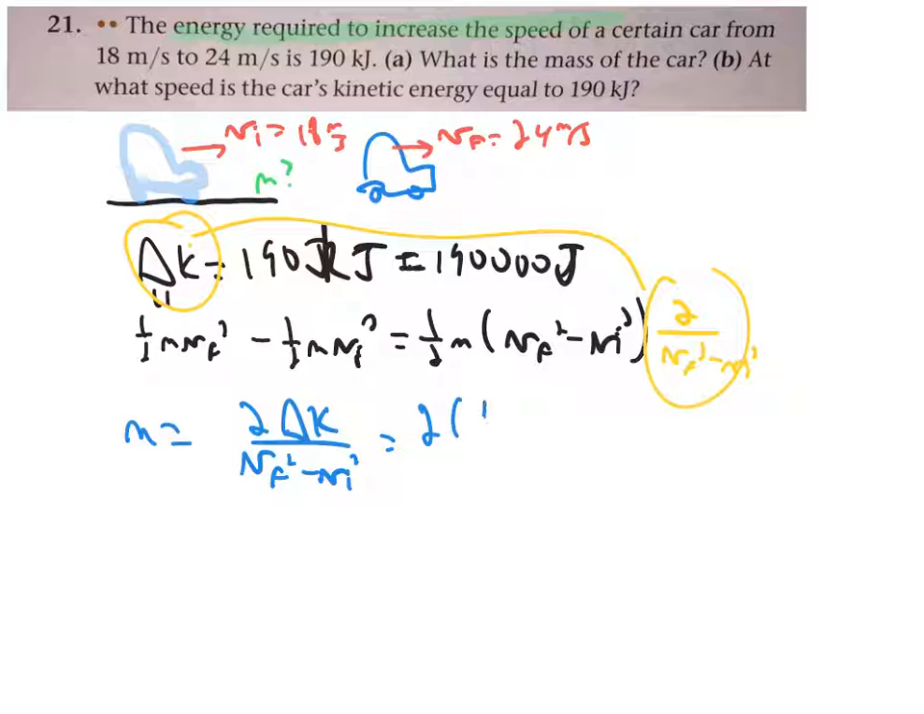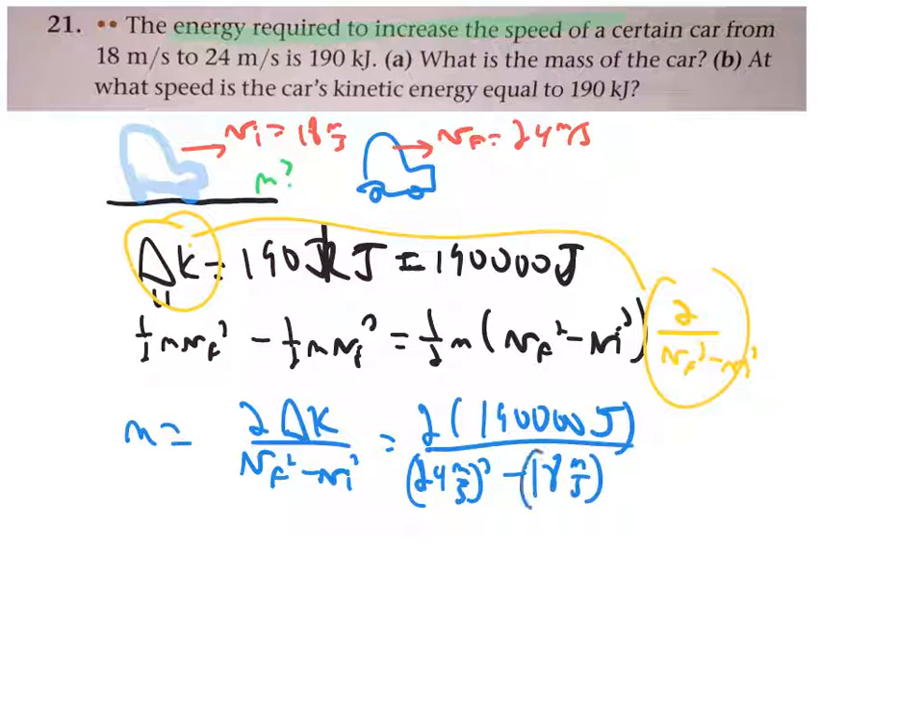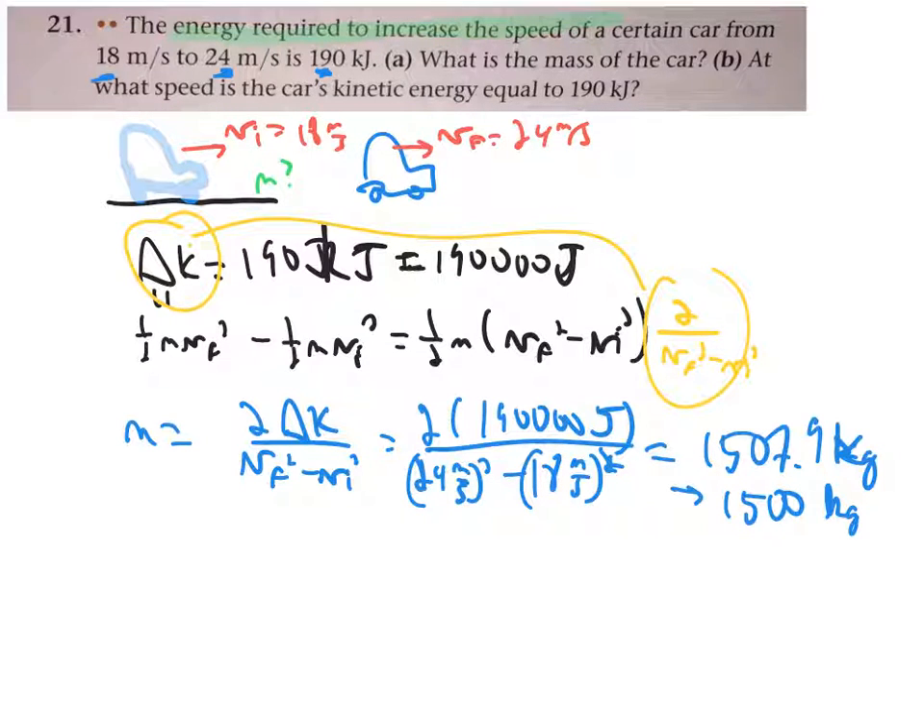So 2 times 190,000 joules over 24 meters per second squared minus 18 meters per second squared, which turns out to be 1,507.9 kilograms. And based on our 2 sig figs, and actually every place, this is really 1,500 kilograms.